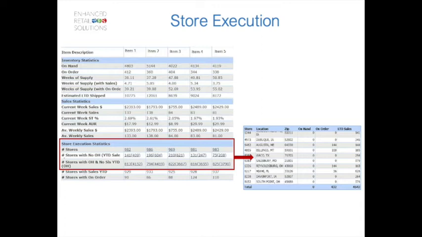I also want to know how many stores have inventory but haven't sold anything. Because if most stores have sold something and a handful of stores haven't, it's usually because the product is not presented on the sales floor optimally or at all. The action step here is communicating to the stores to find out if the product is optimally presented.